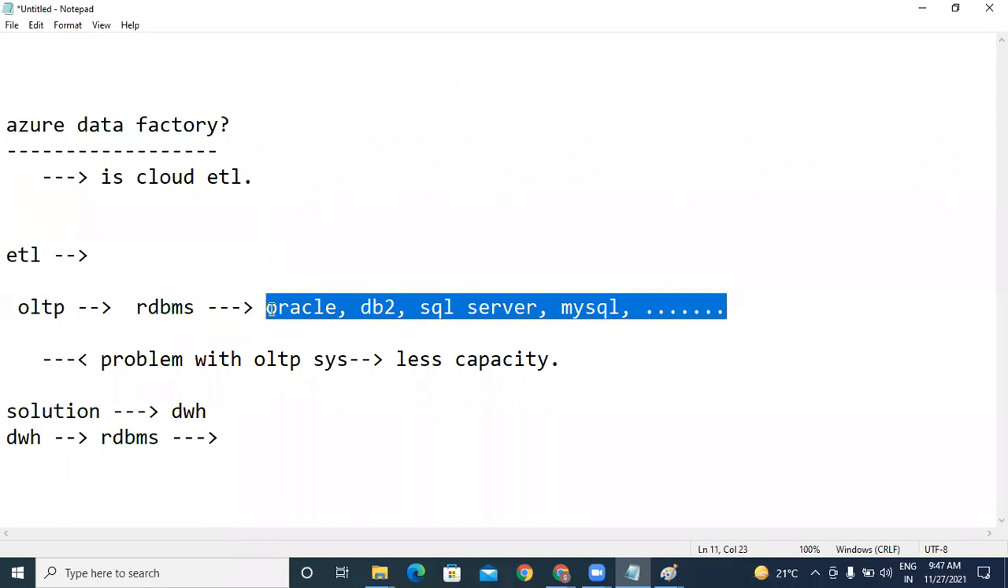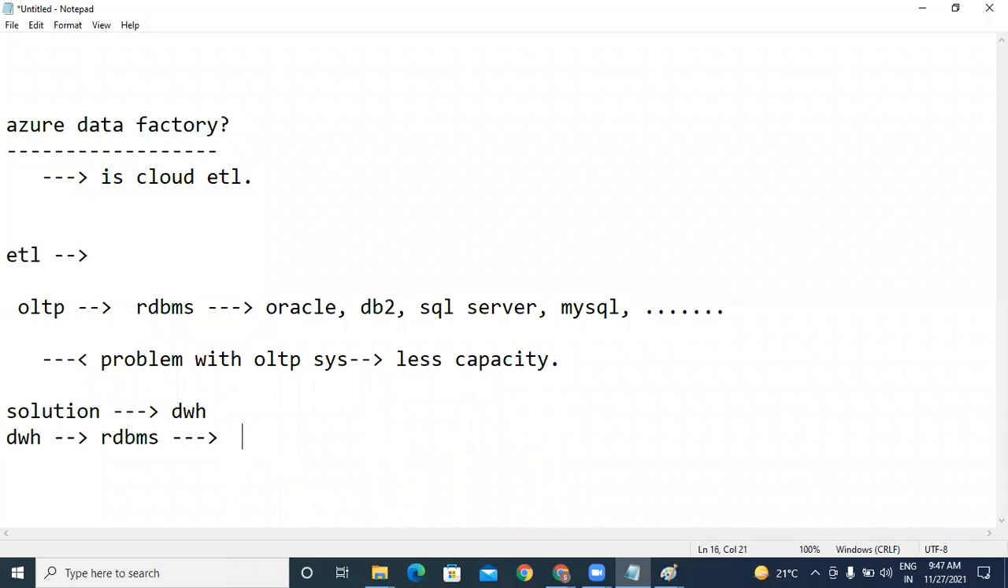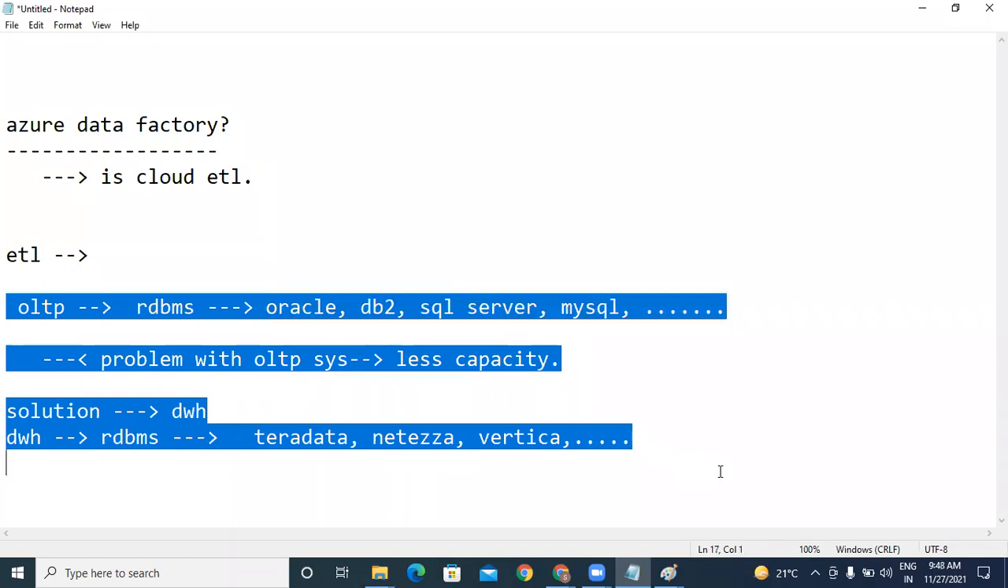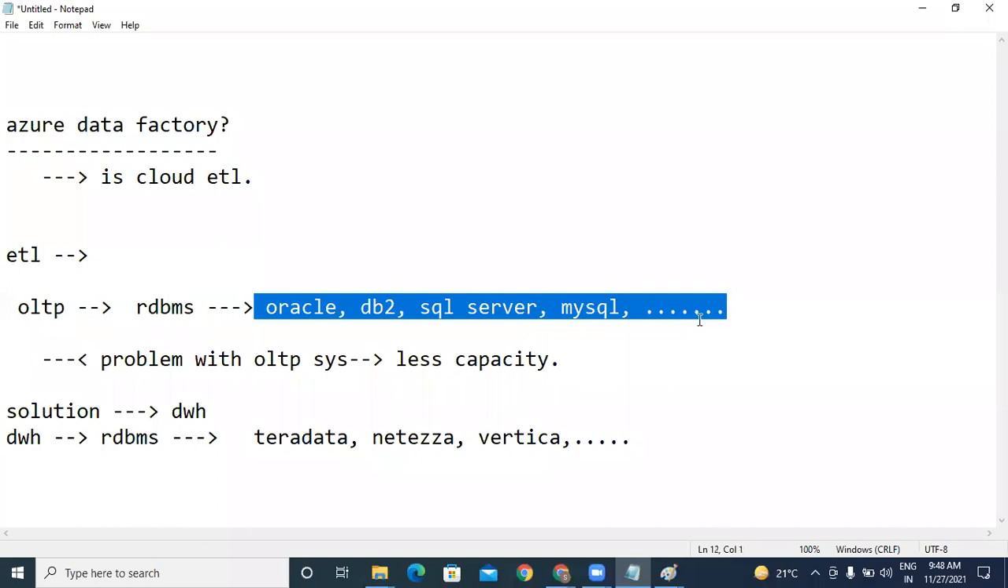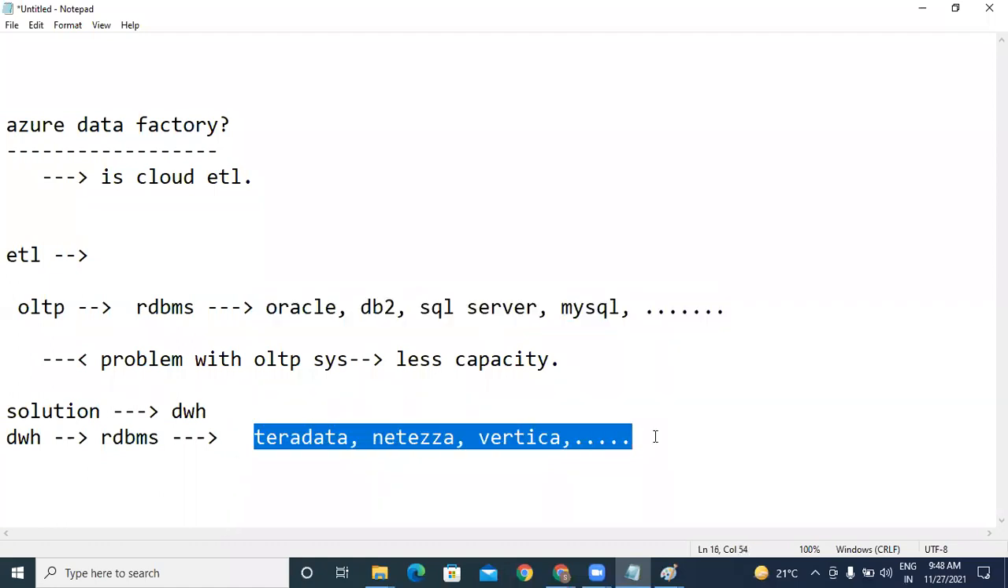Got it. There are special databases for the data warehouse. These data warehouse databases are Teradata. Have you heard about Netezza, Vertica? Such kinds of databases are there in the market. Till about five years ago, this was the solution for the industry. All OLTP systems are in these databases, and all warehouse systems are in these databases.